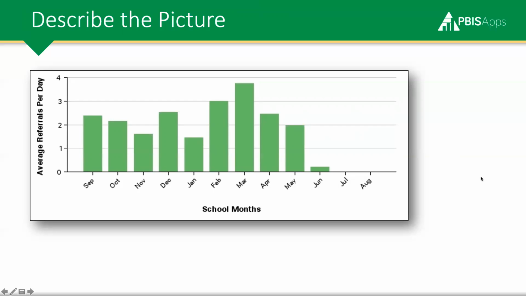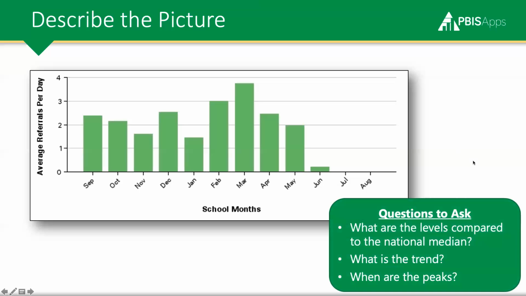So now if I'm a K-8 school, I can pull this report and see how my school is doing compared with other K-8 schools that are keeping their data in SWIS. That's the information I can get from this average referrals per day per month report. When we look at this report, we want to see if there's a trend, if there are peaks, and what the levels are compared to the national median.